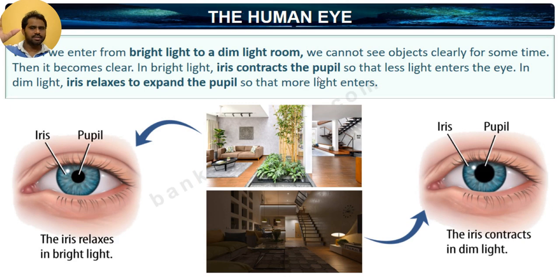Okay, in bright light, sufficient light is there, so I can see everything properly. Less light enters the eye, and I can still see the objects. In dim light, the iris reflexes to expand the pupil. Pupil will be expanded. Why?